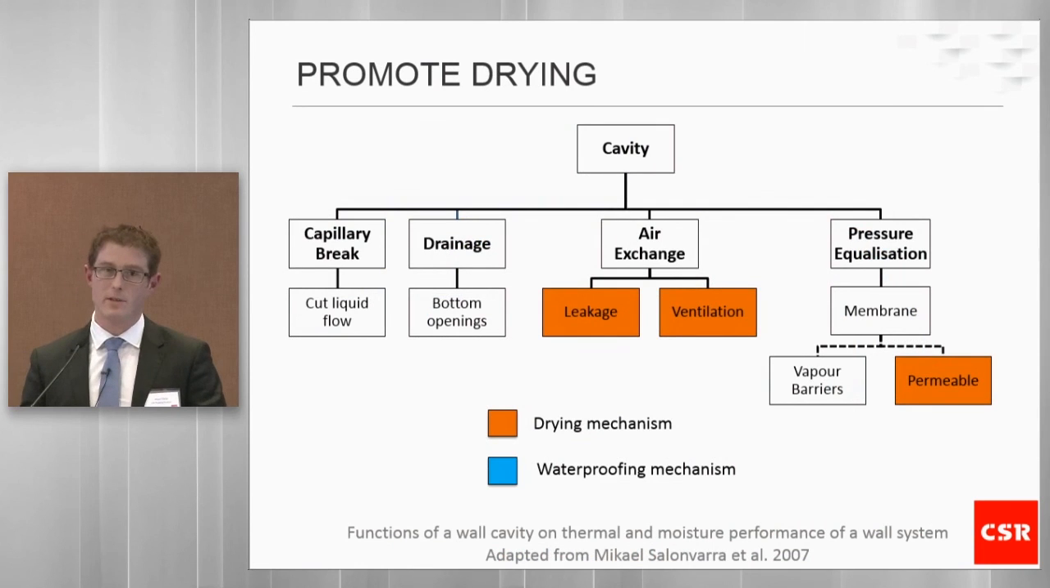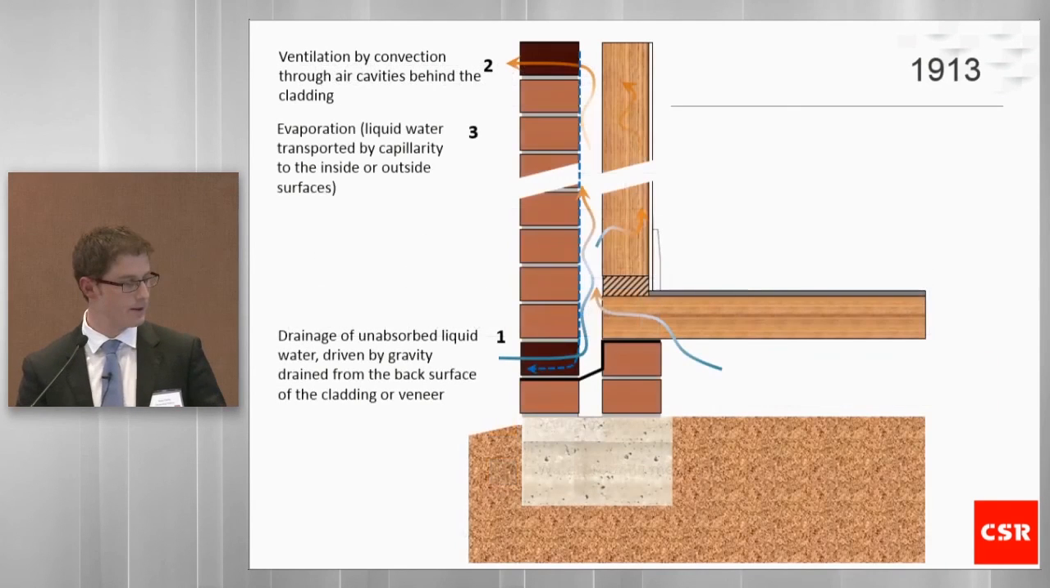The other function of cavities, obviously, is for drying. So air exchange in the cavities will help us promote drying in our construction systems, and that air exchange can either be accidental leakage within the cavity, or it can be purpose-built ventilation. And we also have the aid of the new generation vapor permeable wraps, which allow moisture to escape from construction systems. So if we take a look at history and say, well, why wasn't there a problem?